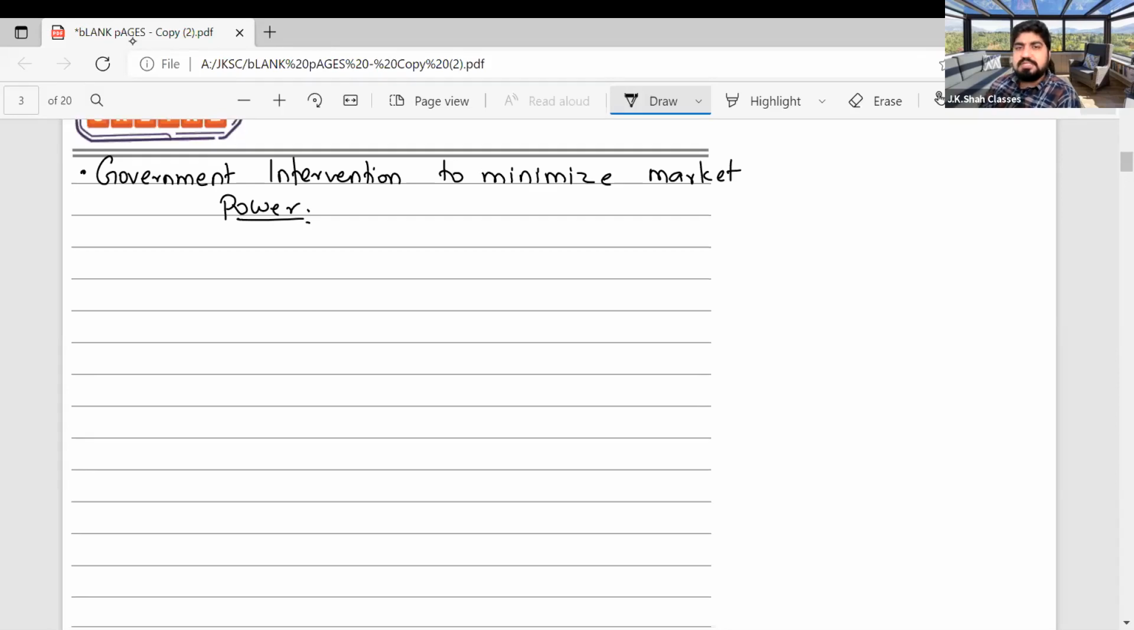So what are the actions which will be taken in case of monopoly power, in case of market power? So that the existing monopolies don't exploit the consumers. And government will keep a close watch on everyone so that people don't just create their monopoly and start exploiting the consumers.